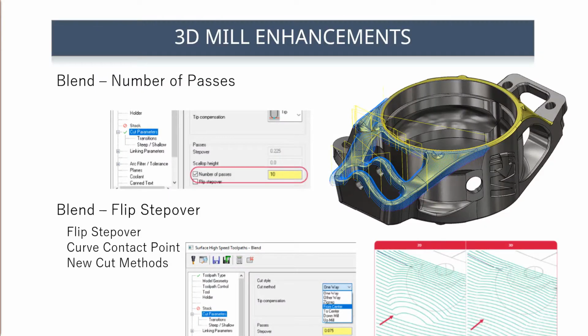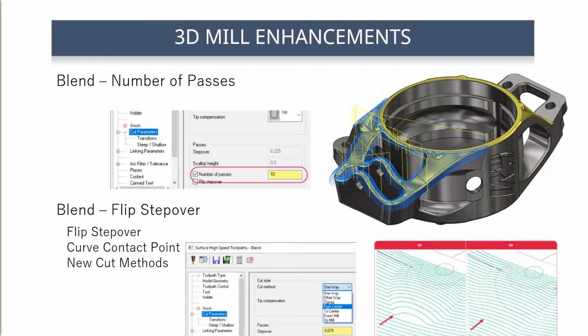Mill 3D enhancements, blend. The blend tool path is taken off now. So a lot of options in blend that we'll take a look at. A couple of them here are number of passes, and we can flip the step over also by just a switch in there. Blend flip step over. So we can come from center, go to center. So a lot of different options in there.